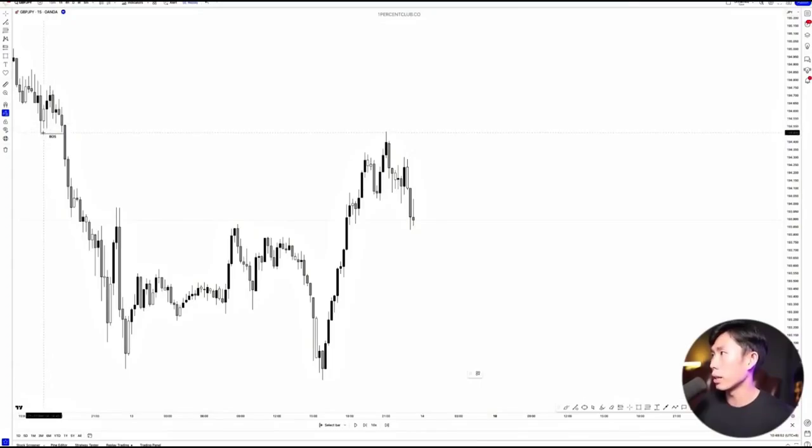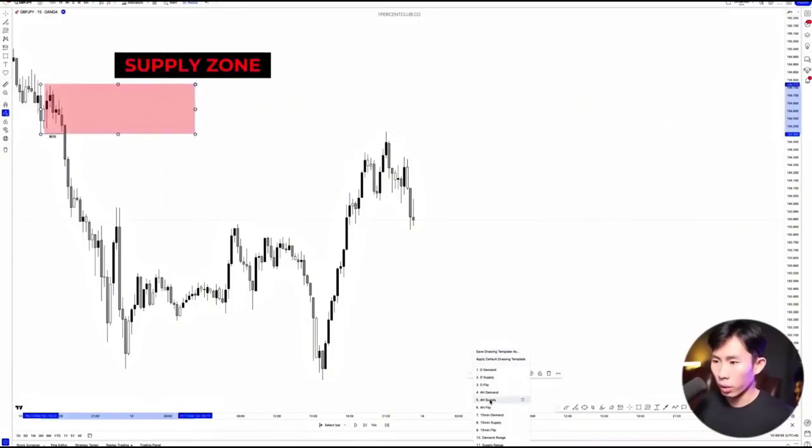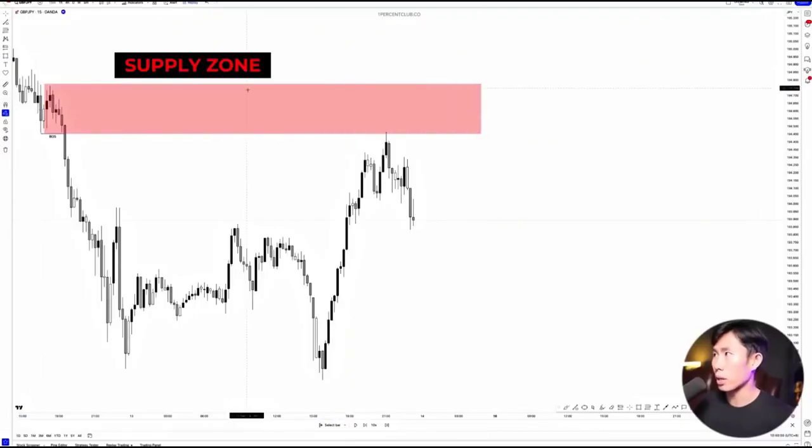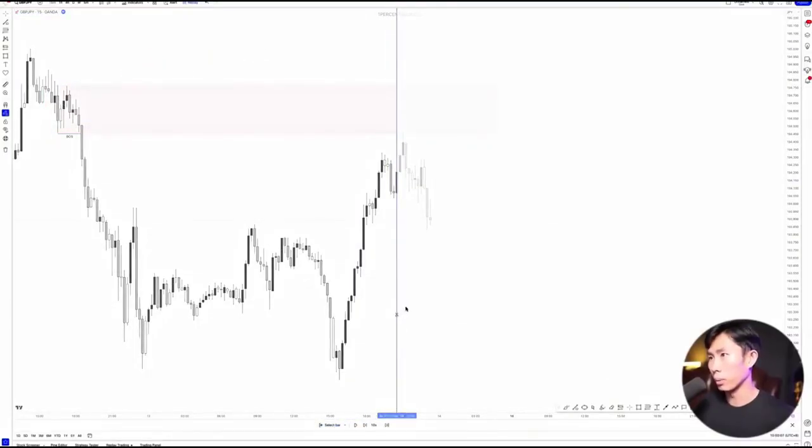So you look towards the left hand side, you see that this entire range right here, you can draw this as your supply zone. Okay, so this will be our 15-minute supply zone, and then drag it all the way up here, and you can see price has already mitigated that supply zone. Cool. So this is a little bit too early, so let's just maybe jump back right here.